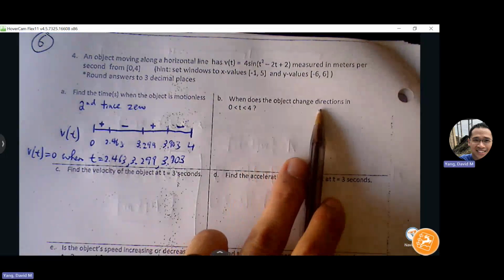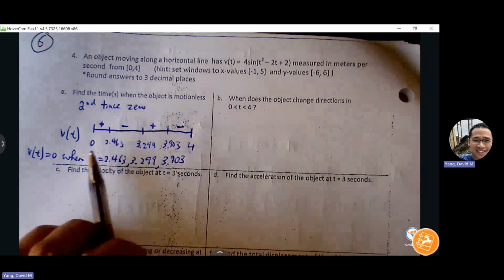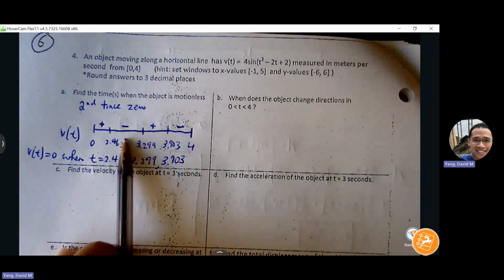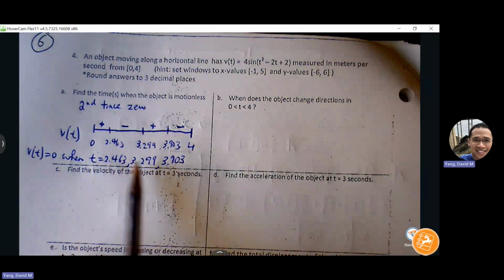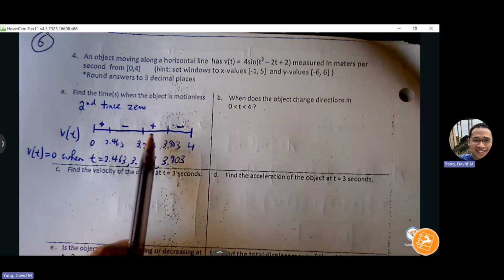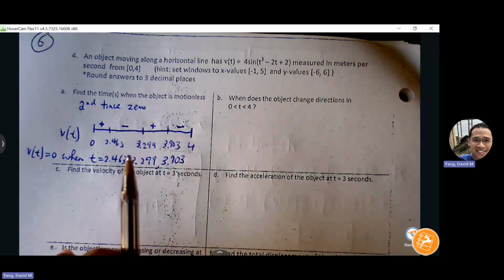Okay. When does the object change direction between 0 and 4? So the sign changes confirm that not only are these places when velocity is 0, these are also places when velocity changes signs.